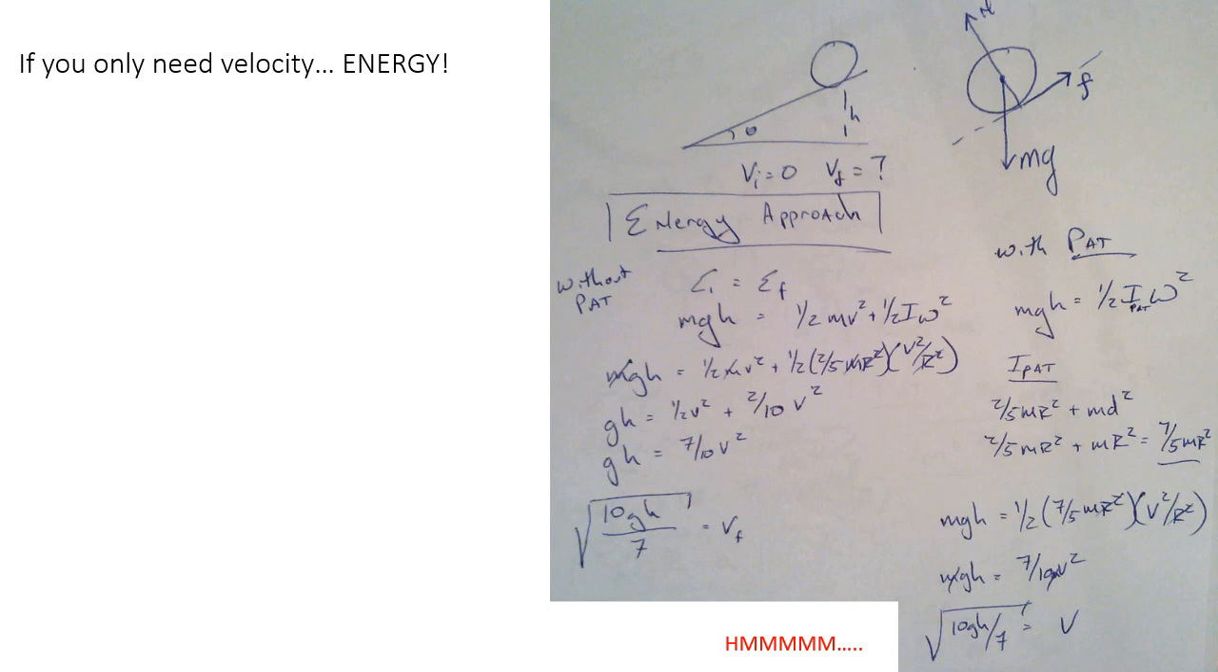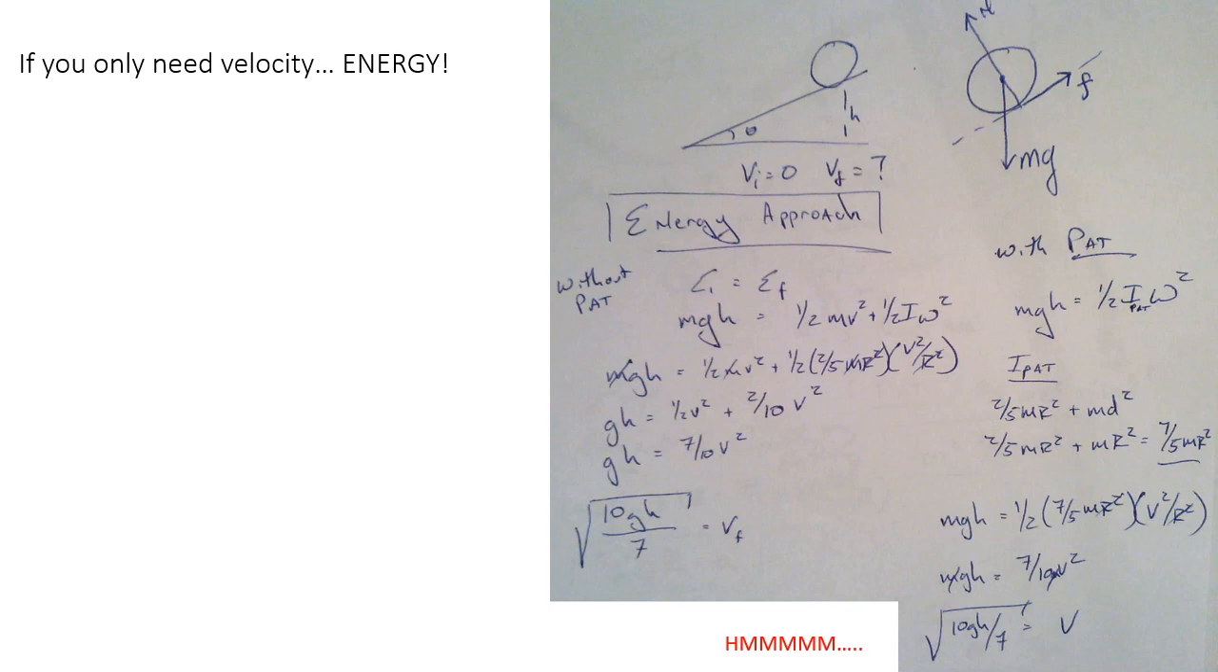Well, parallel axis theorem is I center of mass plus m times d squared. So that's 2/5 mr squared plus mr squared. And it's r squared because the axis of rotation has moved out to the edge of the radius, so that's r distance away. So we plug in mr squared and we get 7/5 mr squared as our new I_PAT, or moment of inertia using parallel axis theorem. So we plug that in.